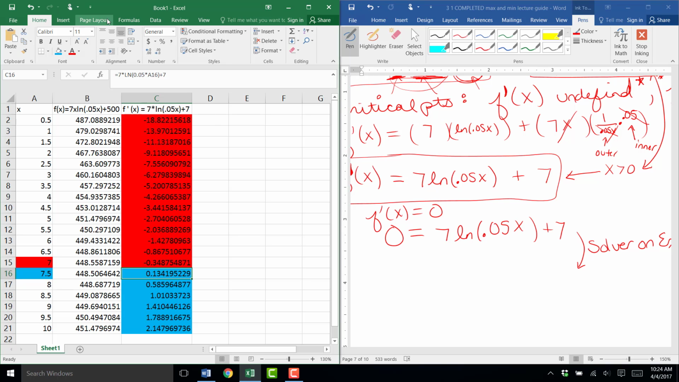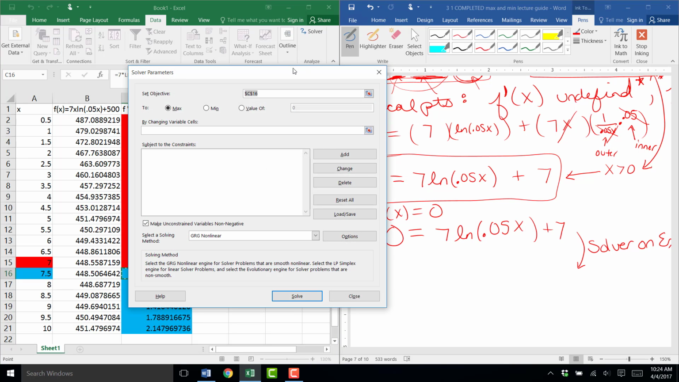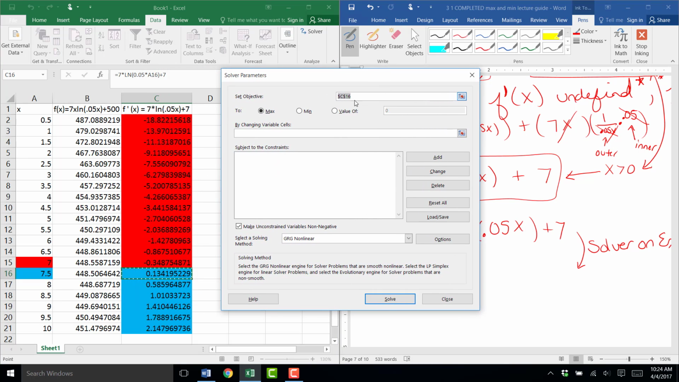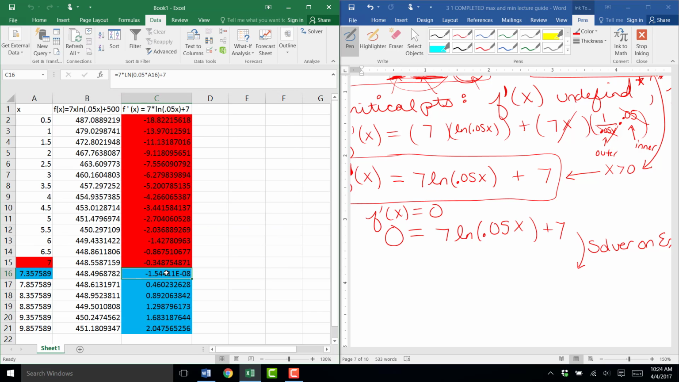I'm going to use Solver. I want Solver to help me find when cell C16 equals a value of 0 by changing the x value cell here. So cell A16. I hit solve. All right, mine's giving scientific notation, negative 1.5 times 10 to the negative 8. So essentially that's 0. I'm just going to actually write 0 there.